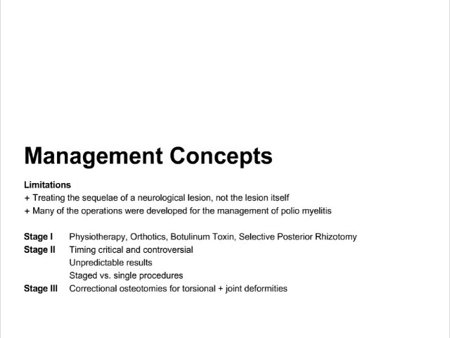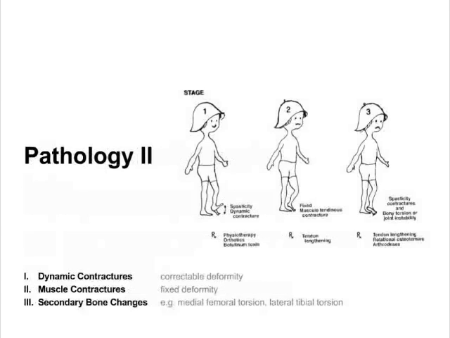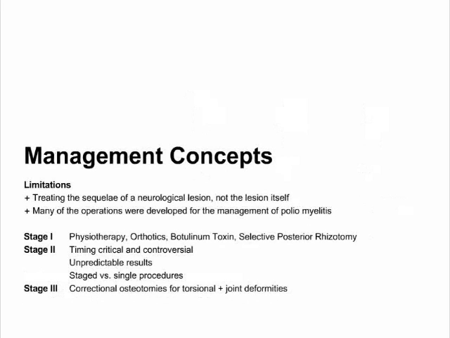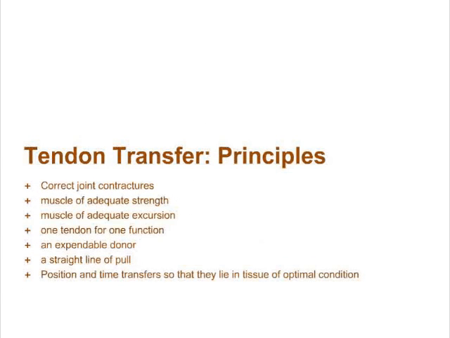In stage 3, where you do have secondary bone changes, that's when we start looking at correctional osteotomies to correct some of the problems involved. One of the most commonly recommended procedures is tendon transfers. So I've listed some broad principles there of what you're trying to achieve when performing any tendon transfer.